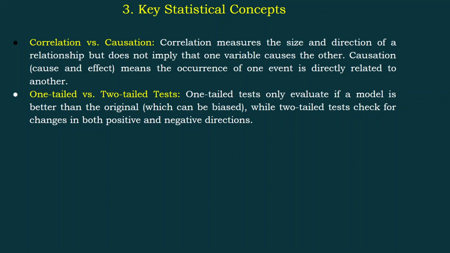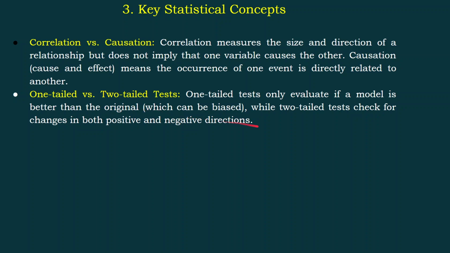And then we have one-tailed versus two-tailed test. A one-tailed test only evaluates if your model is better than the original. So we have the original model, and we test against the original and observation values. If the observation is better than the original, then only we have to use the one-tailed test that evaluates the model is better than the original.